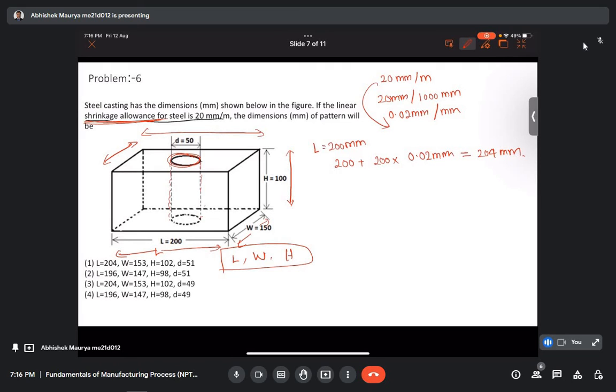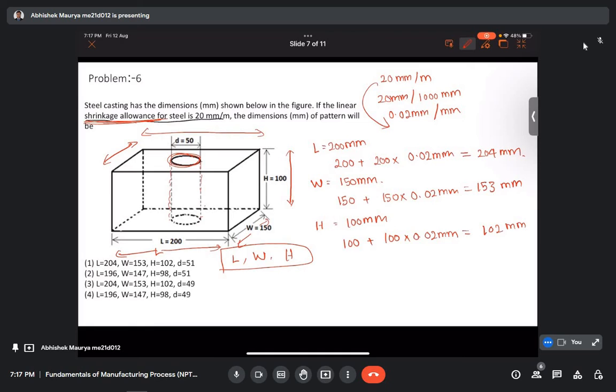Let's calculate the width of the pattern. Width is given as 150 mm. So the width of the pattern will be 150 plus 150 multiplied by 0.02, which equals 153 mm. Now let's calculate the height of the pattern. It is 100 mm. So the height of the pattern will be 100 plus 100 multiplied by 0.02, which is 102 mm.